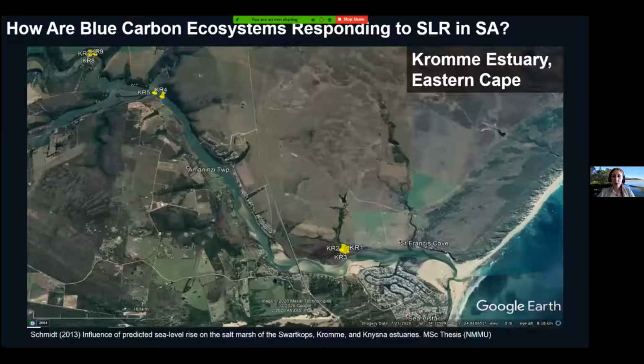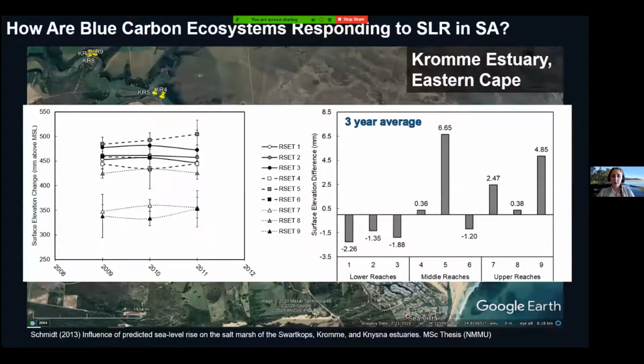The next estuary is the Crom estuary, which is in the Eastern Cape. Here we have RSETs in the lower reaches and then further up the estuary. At this estuary and also at Knysna, all of the benchmarks are within the lower intertidal zone within the Spartina maritima habitat. For the Crom estuary, there are only 3 years of data from 2009 to 2011, so it's a much shorter data set. Here we saw losses in the lower reaches, and some gains in the middle and upper reaches. It's important to note, although there are losses and gains, it's still relatively stable over time.